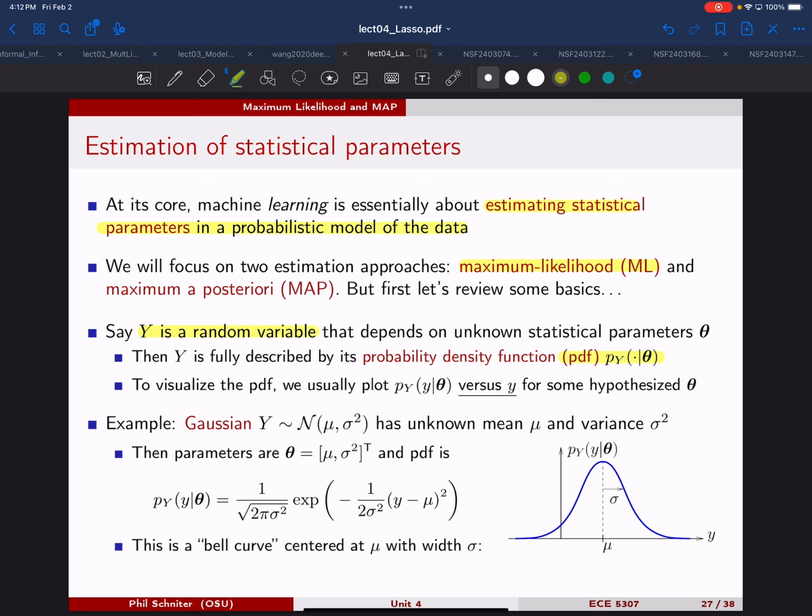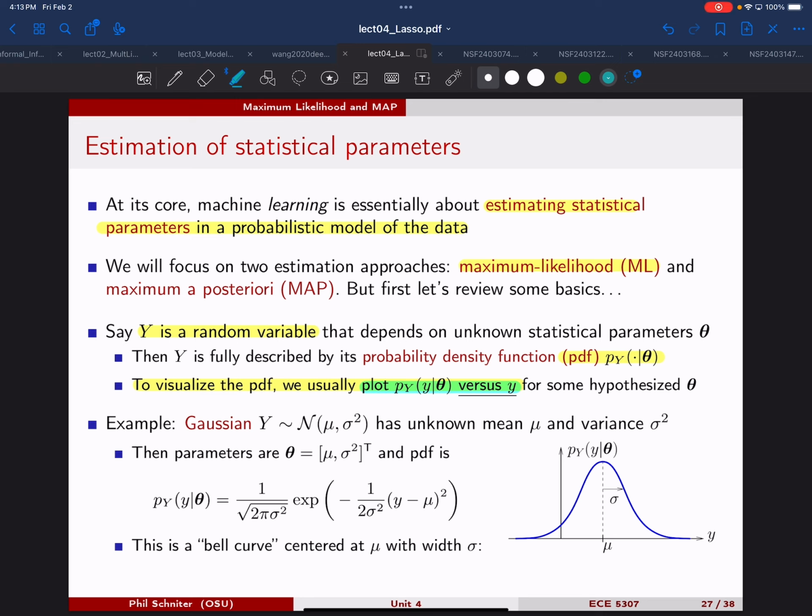And typically, when we visualize these PDFs, we plot the PDF versus the different possibilities of that random variable. So in this case, we plot this PDF as a function of y, little y. Little y is just the hypothesized value of the random variable.